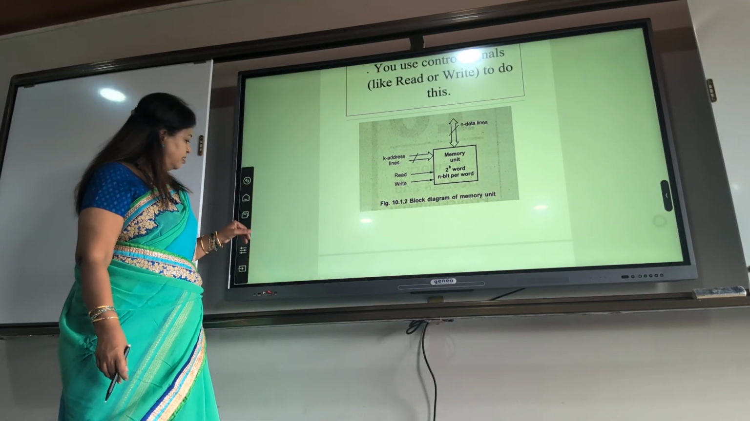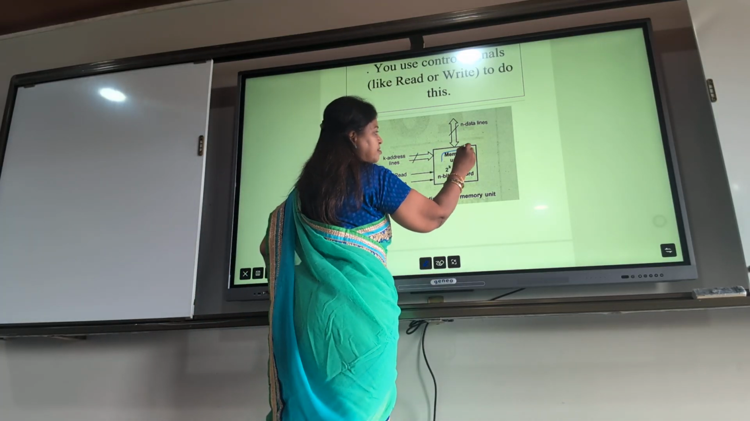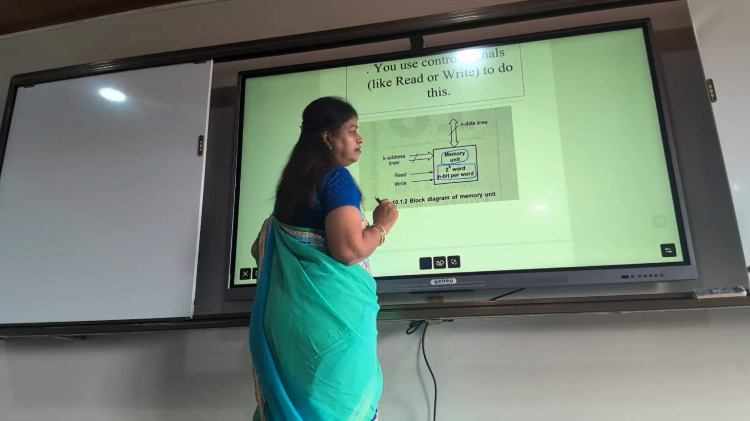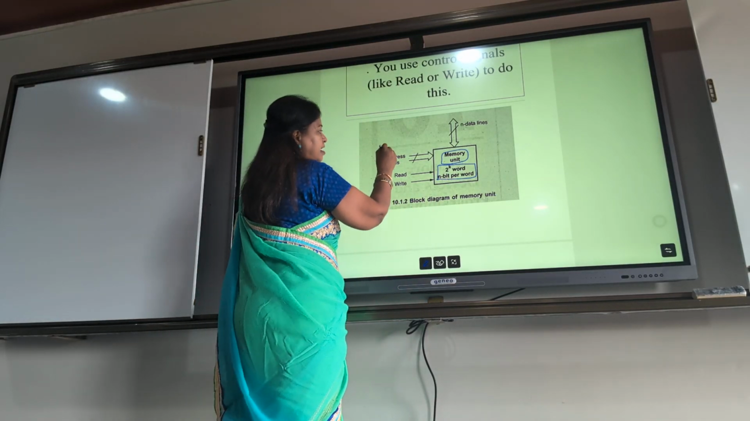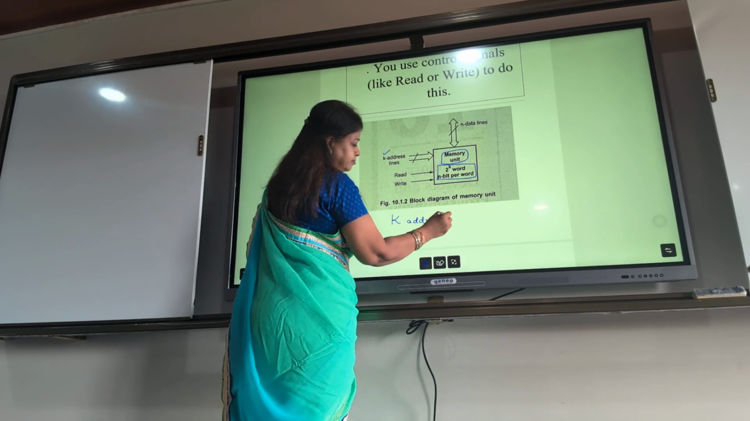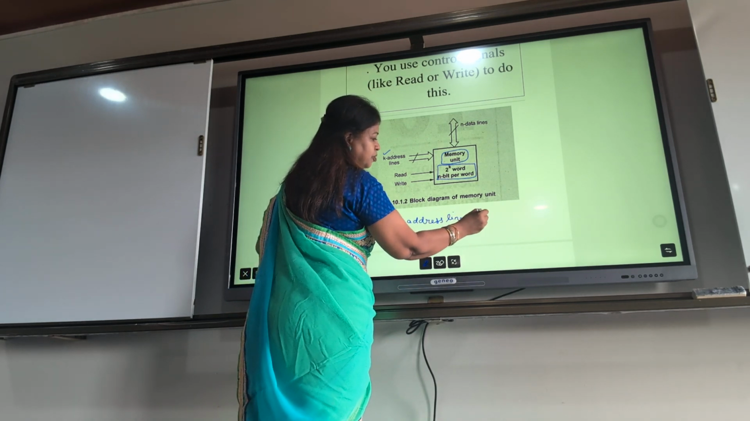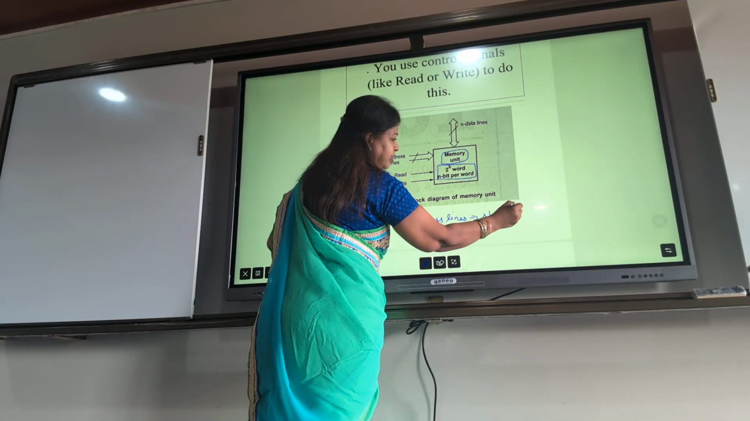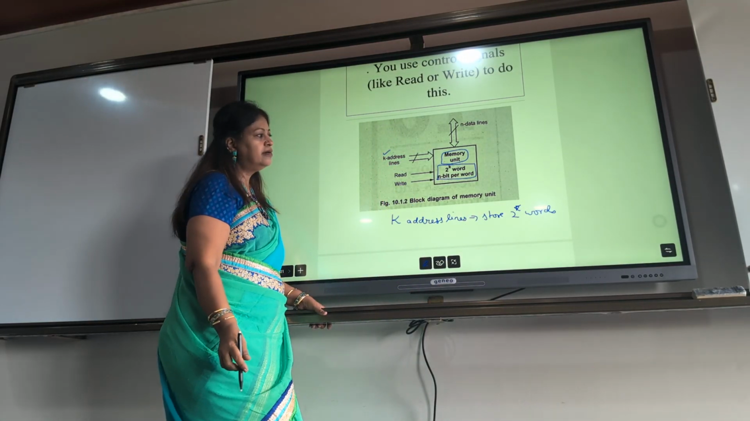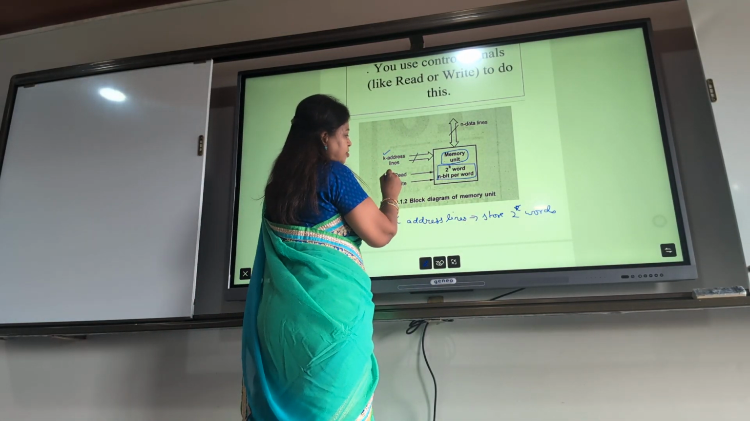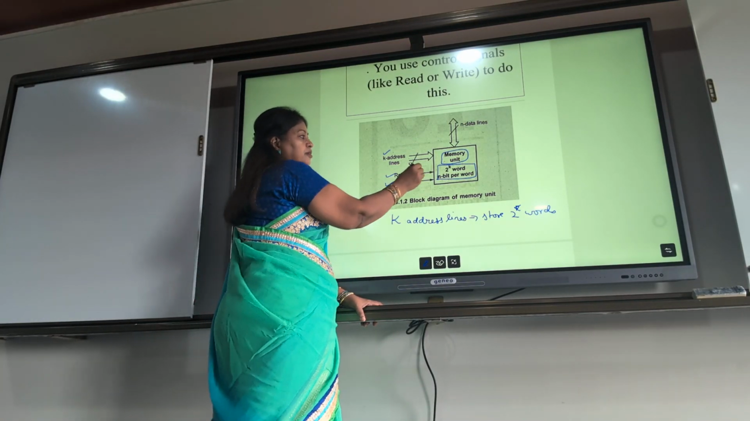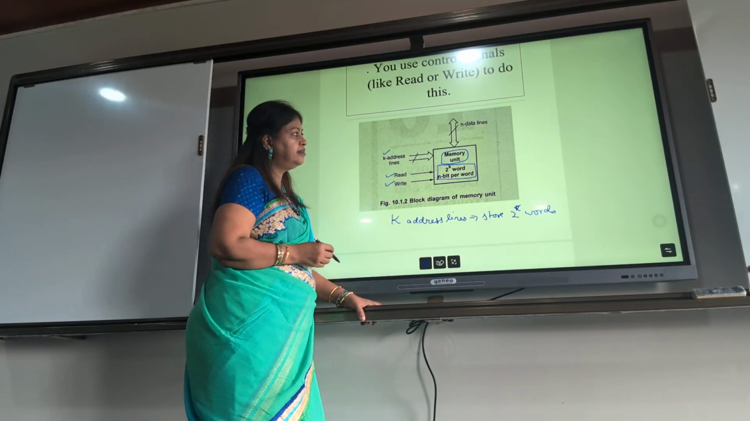Okay. So what you can see, this is a memory unit. 2 power k words can be stored. That means k address lines. If you have k address lines, you can store 2 power k words. And these are the 2 signals. If you want to read, you will activate this signal. If you want to write, you will activate this signal.